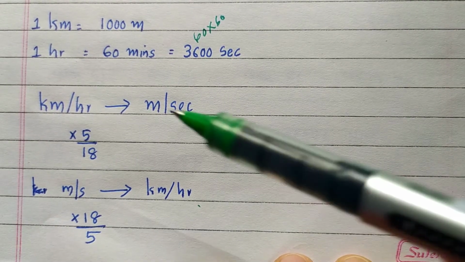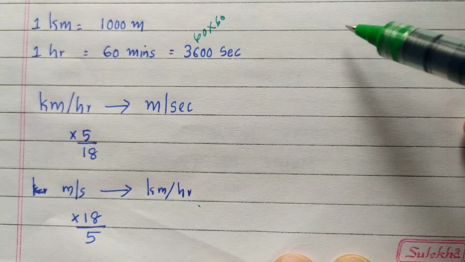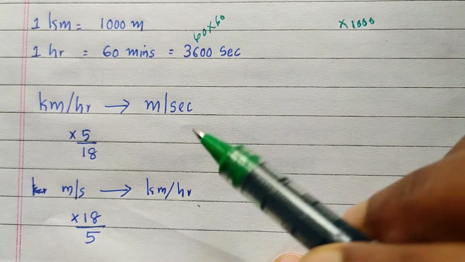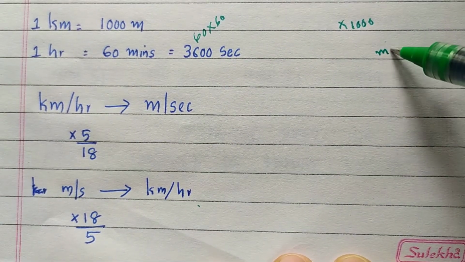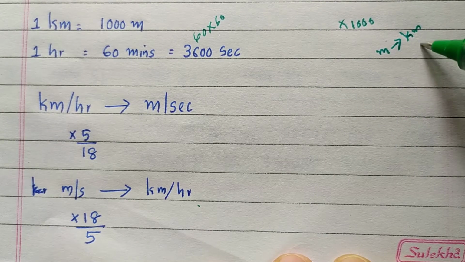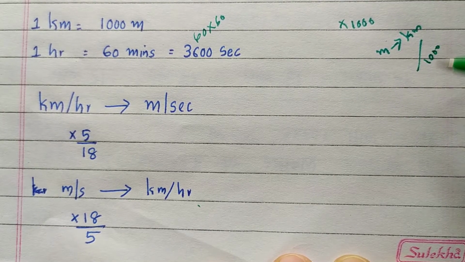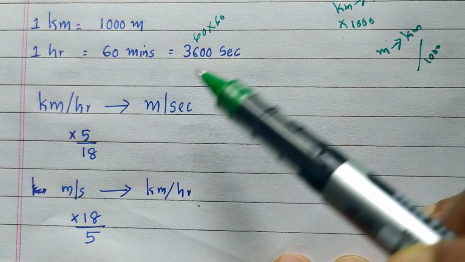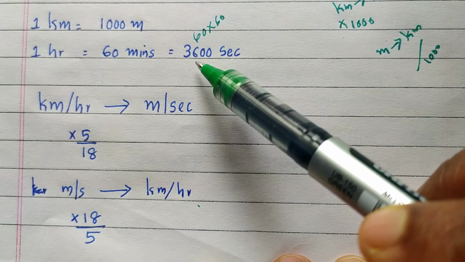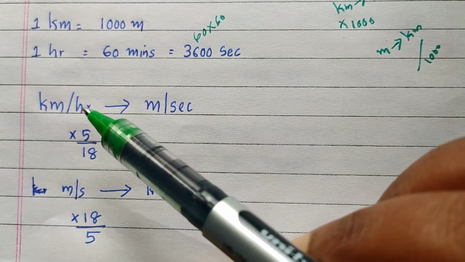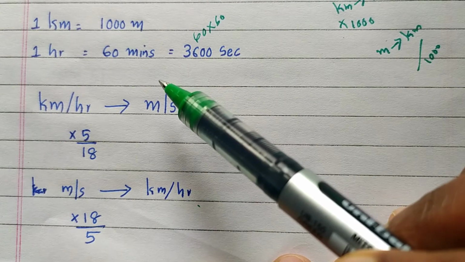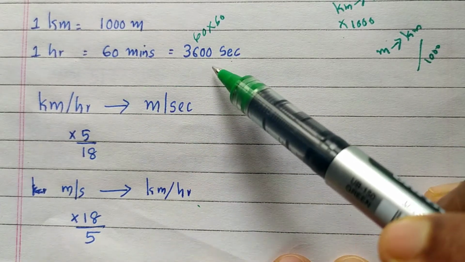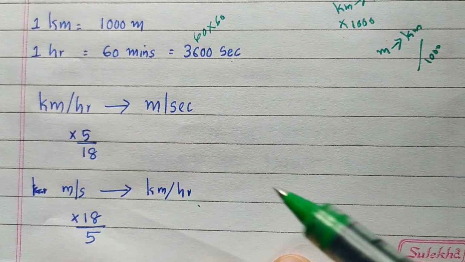So we can convert kilometer into meter by multiplying with 1000, and we can convert meter into kilometer by dividing with 1000. Hours we can convert into seconds by multiplying it with 3600, and the reverse conversion is by dividing time in seconds by 3600, and we will get the time in hours.